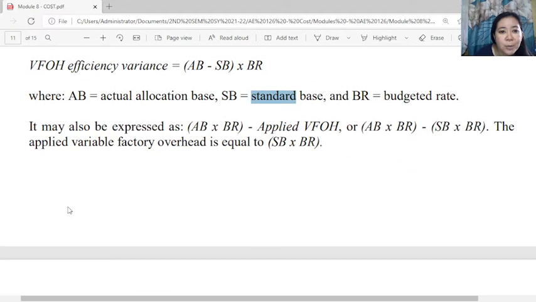So it may also be expressed as actual allocation base times your budgeted rate minus the applied fixed factory overhead, or actual allocation times the budgeted rate minus the standard base times the budgeted rate. Okay, so we will just get the difference of this. This is the same as the first one that we have shown you earlier. So the applied variable factory overhead is equal to standard base times the budgeted rate.